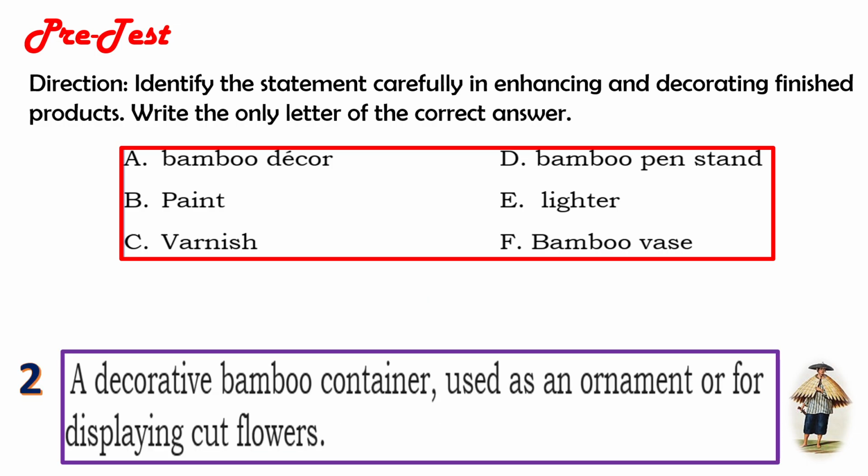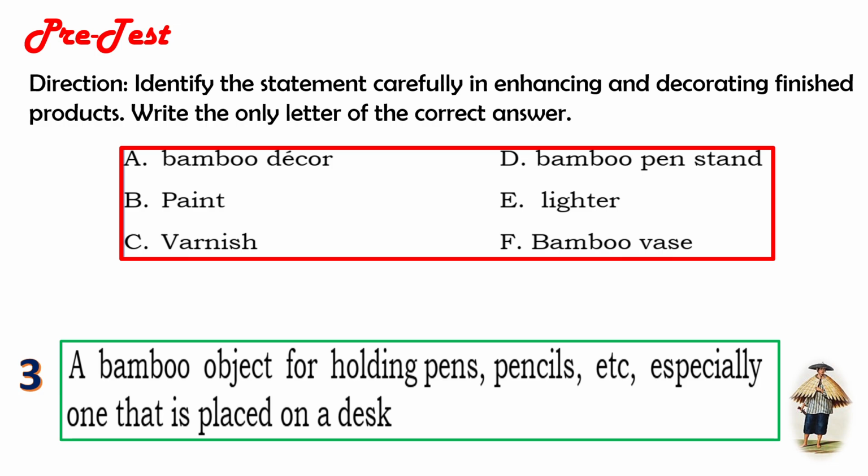Next, it is a decorative bamboo container used as an ornament or for displaying cut flowers. So what is your answer? The answer is letter F, bamboo vase. Next, let's proceed to number 3. It is a bamboo object for holding pens, pencils, etc., especially one that is placed on a desk. What is your answer? Okay, so that is bamboo pen stand.